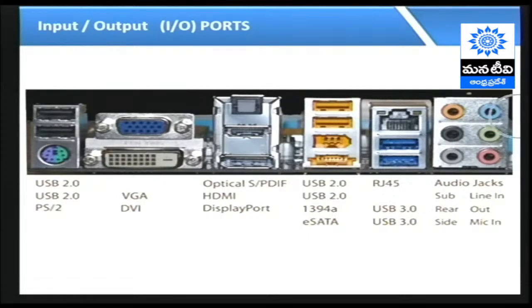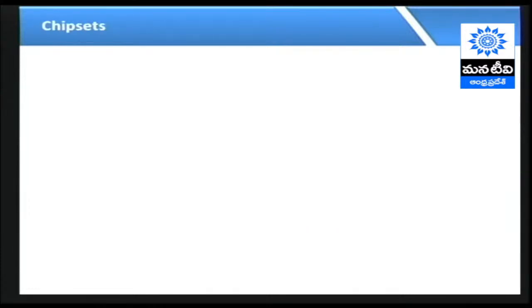Among the input output ports, here you can see the audio jack and some other interfaces. These are generally used to connect a mic or audio interfaces. These are the input output ports of the computer. On the screen you can see the chipsets. There are two types of chipsets. Number one is North Bridge, number two is South Bridge.